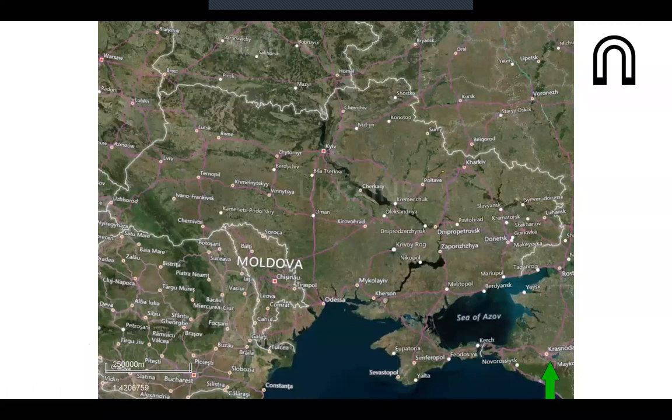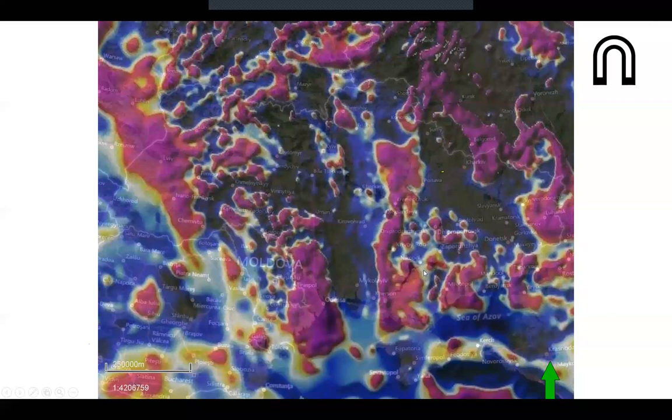Here again is the map of Ukraine, right? So this is Ukraine itself, the Black Sea, Moldova on the south. And when we look at the magnetic field of it, we can easily identify that there are quite a lot of anomalies. Some of them are local, some of them are more elongated and cross big parts of the country.